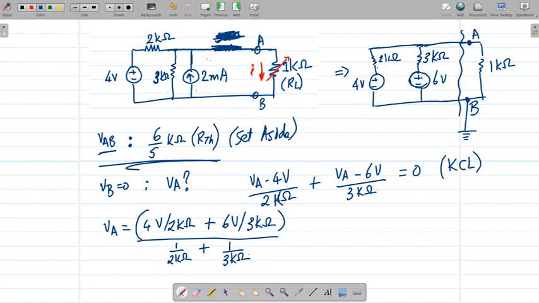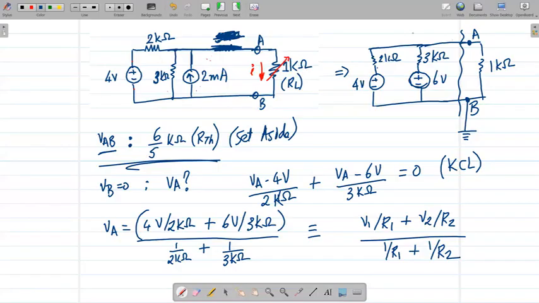Why don't you pause the video for a second and see if you agree with this expression I've written for the voltage at point A. If I want to write this out in a generalized form, then VA is equal to V1 over R1 plus V2 over R2 by 1 by R1 plus 1 by R2.